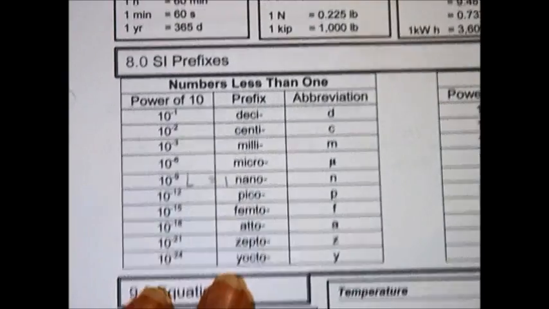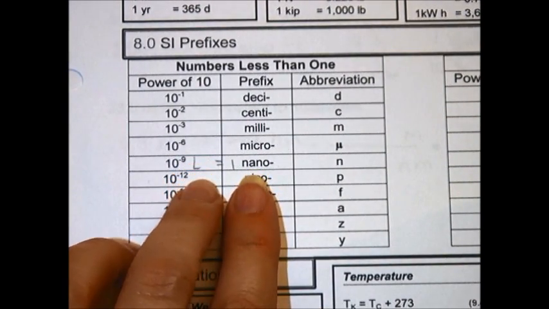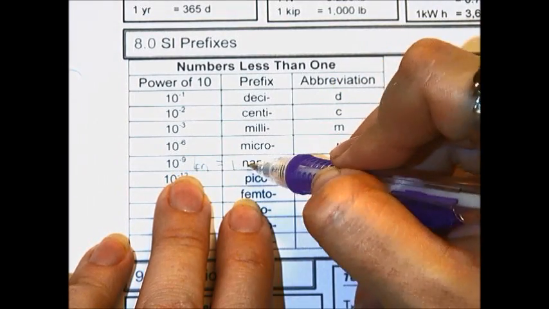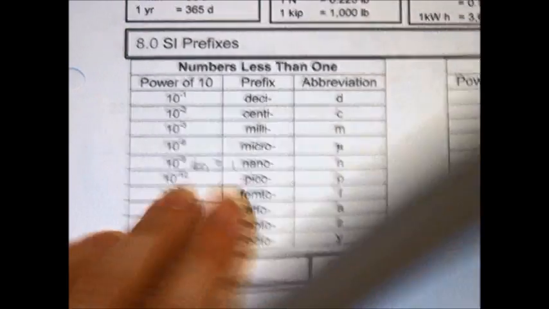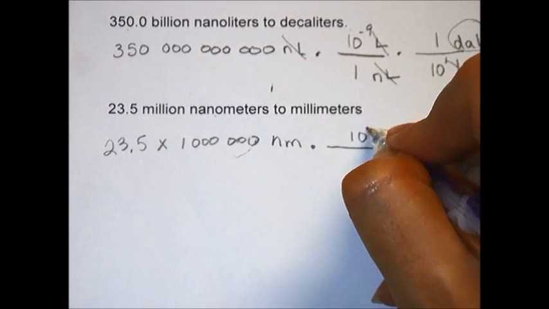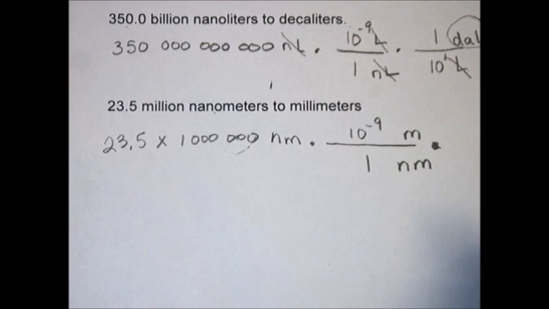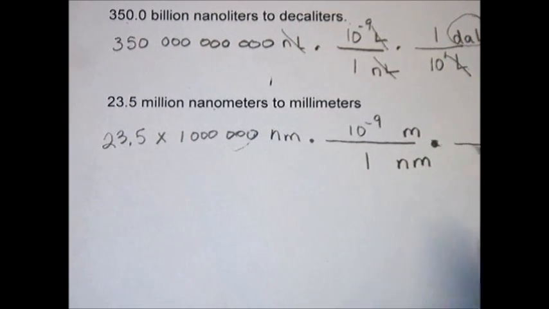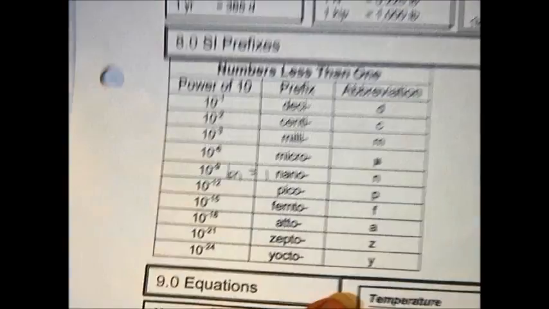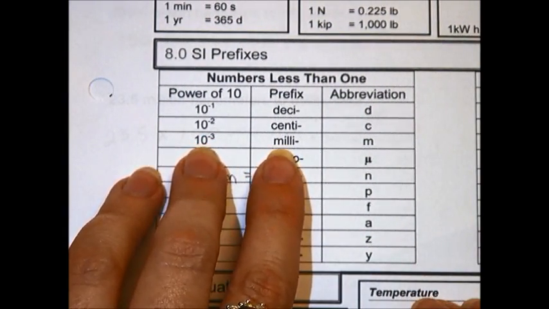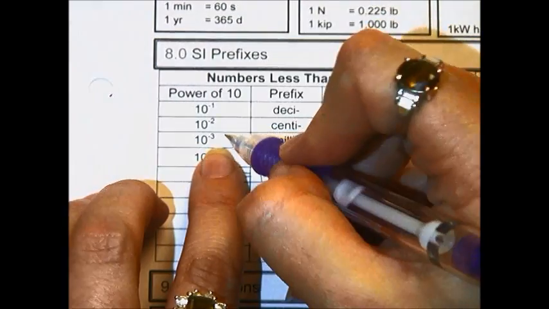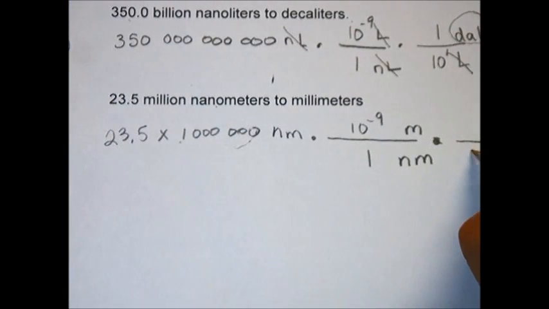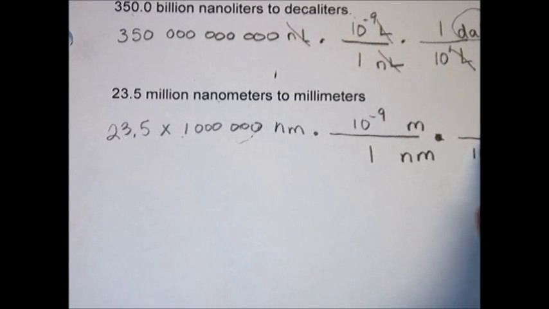And I'm looking for nanometers. Oh, it's this one we did before. So 10 to the negative 9th meters is equal to 1 nanometer. And now I want to go from meters to millimeters. So we probably know that one, but let's just look. 10 to the negative 3rd meters is 1 millimeter. So that's what I'm going to use for my fancy one.